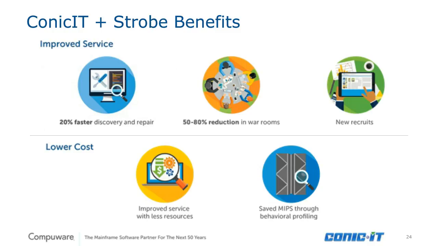And it lowers cost, right? The idea is that because you can now provide improved service and you don't need to have all the people involved all the time, it requires less resources to provide the same level of quality than you did before and to ensure the quality. And other folks have actually used the system to help with saving MIPS and behavioral profiling, because we can find anomalies that are going to cause an overage from a usage perspective. And as we all know, those overages are very expensive. So there are organizations that use ConicIT to help understand and predict that there's going to be an overage and do something about it before they're charged a lot of money by IBM.